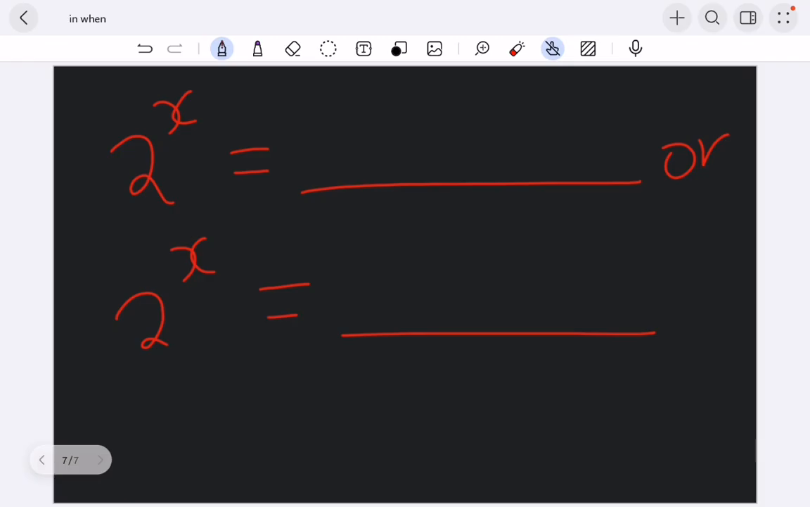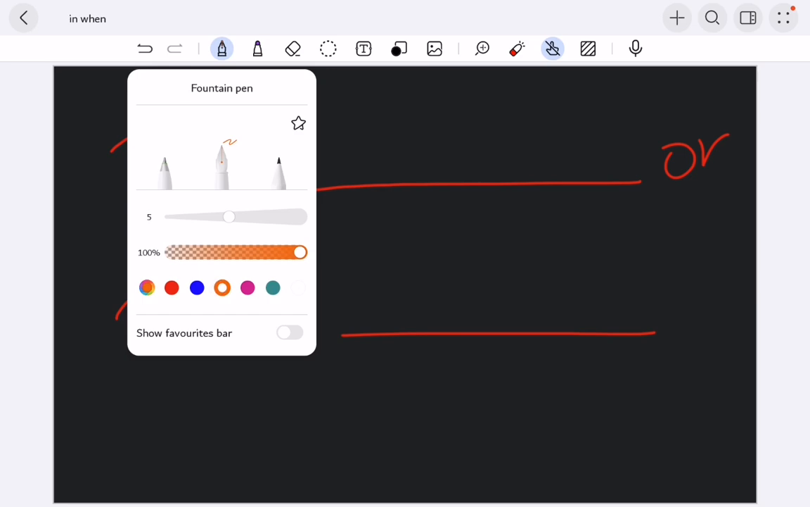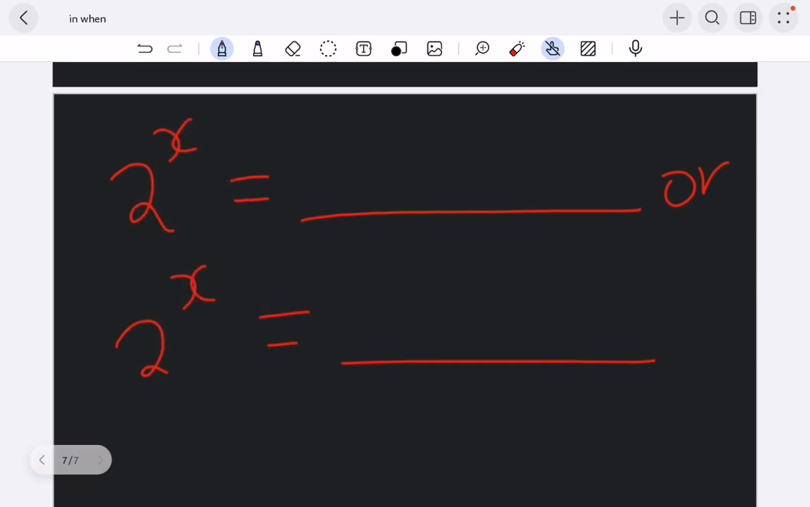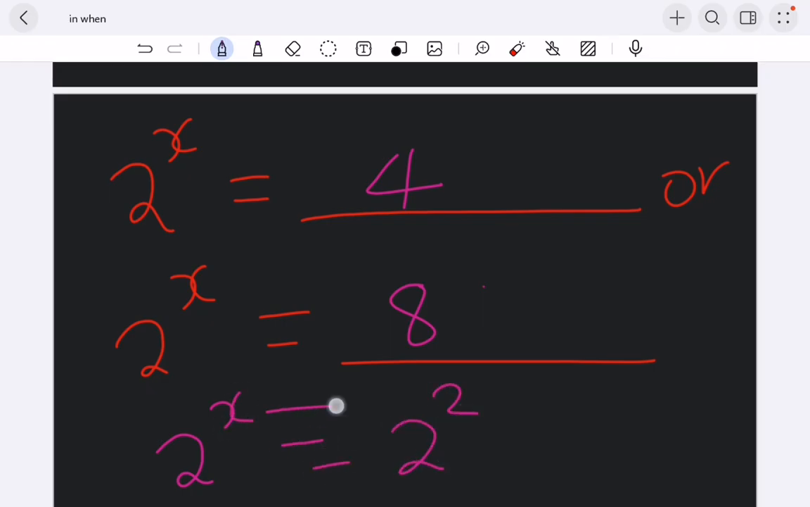And then when you get a value, say for argument's sake, I'm just gonna put a value here. Say you get a 4 here, then here you get an 8. So for the first one, you're gonna say 2 to the power x is equivalent to 2 to the power 2, and then x is equal to 2, right? And 8 is 2 to the power 3. So 2 to the power x is equal to 2 to the power 3, and then x is equal to 3. That's it, you're done.